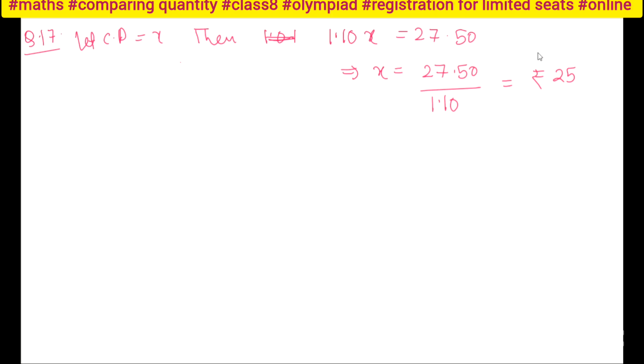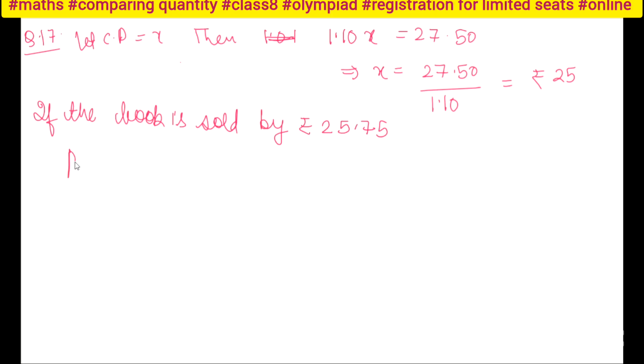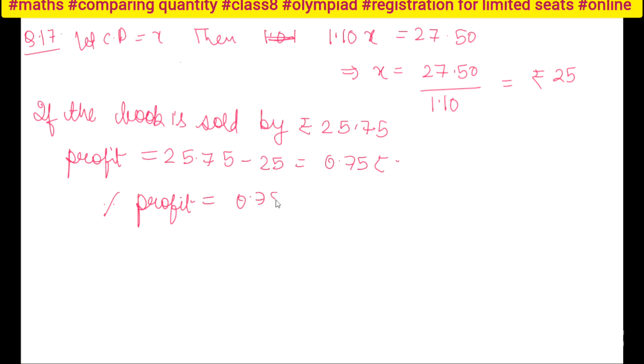So I will say that if the book is sold at rupees 25.75, my profit will be how much? Profit will be 25.75 minus 25. So I am getting 0.75 rupees. So my percentage profit will be how much? 0.75 divided by 25 into 100. Okay, so it is 3% only. It is how much? 3%.